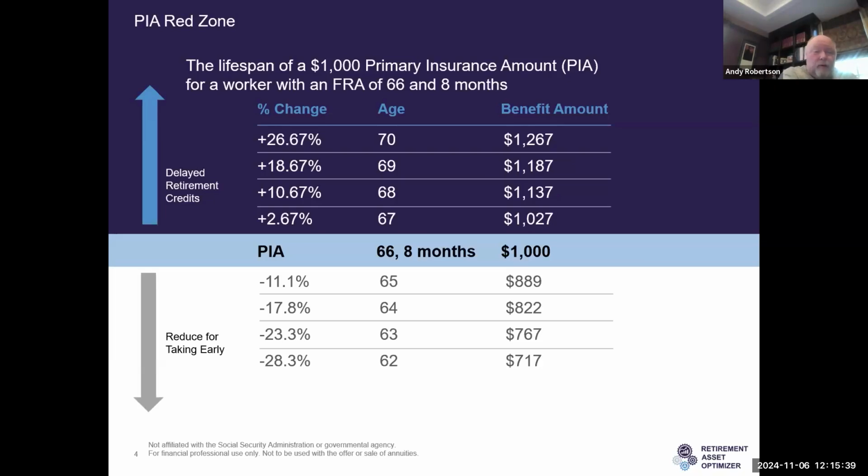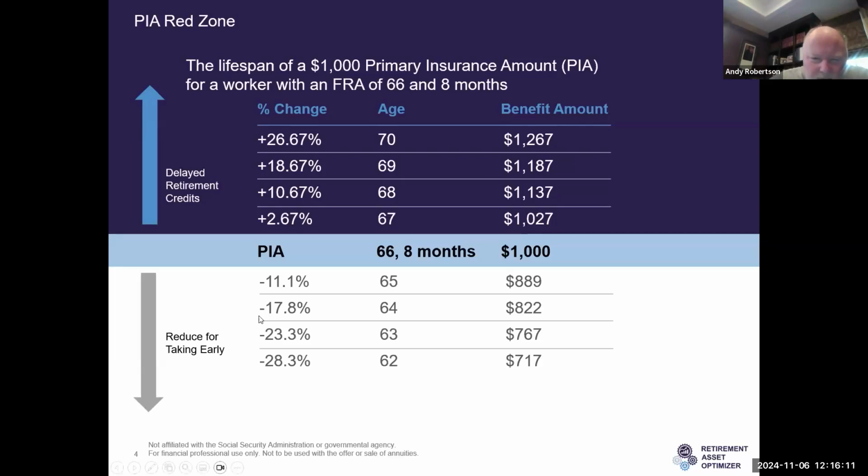Now the question is, how much more am I going to get if I wait beyond 66 and 8 months, or FRA? So for every month you wait beyond FRA, you get a fractional increase. And that fractional increase equates to 8% per year. Most people are familiar that there's an increase. They don't know exactly how much it is, but it is 8% per year. By the way, it's simple, not compound. And that's because Social Security does not apply the delayed retirement credits until you file for benefits. So there simply is no opportunity for compounding.